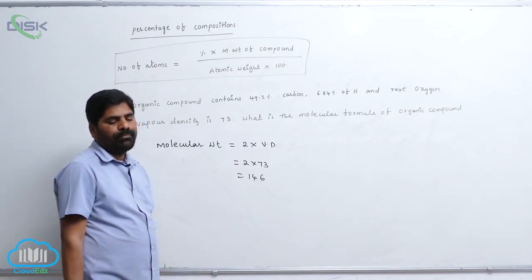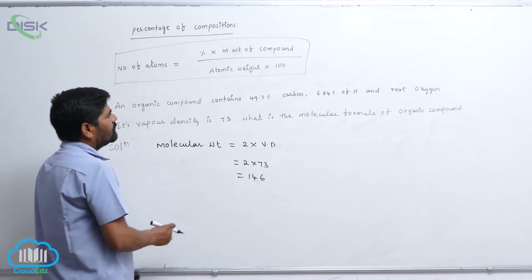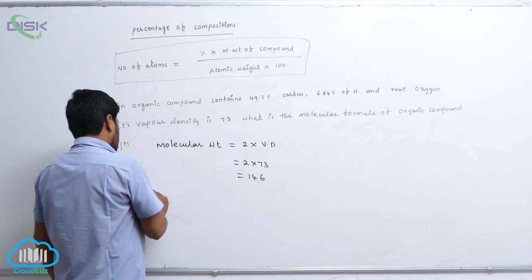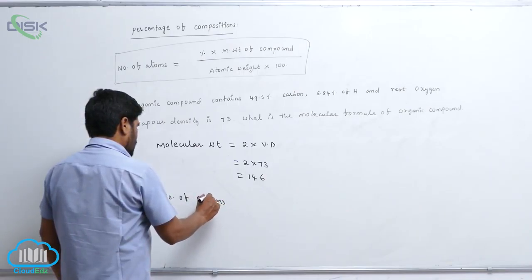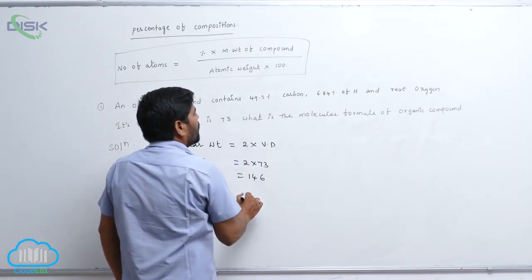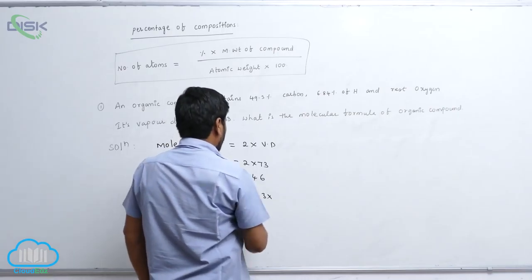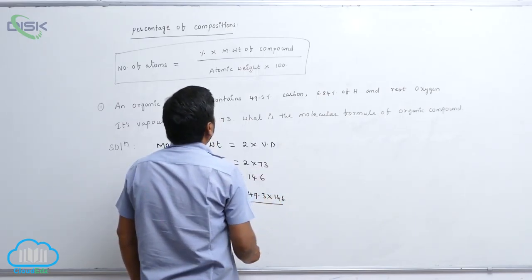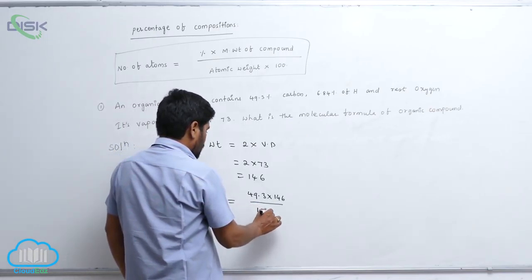Now the first one is the percentage of carbon. Percentage of carbon means the number of atoms. Number of carbon atoms equals percentage. How much percentage of carbon? Carbon is 49.3 into, applying the above principle, 49.3 into molecular weight, which is 146, by atomic weight of carbon, which is 12 only. So 12 into 100.